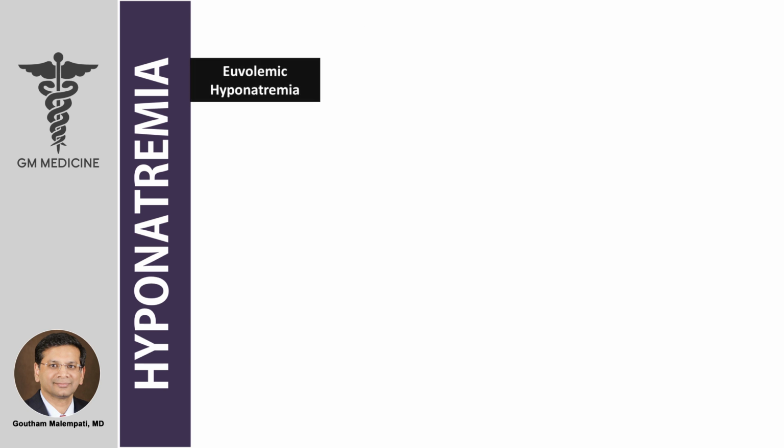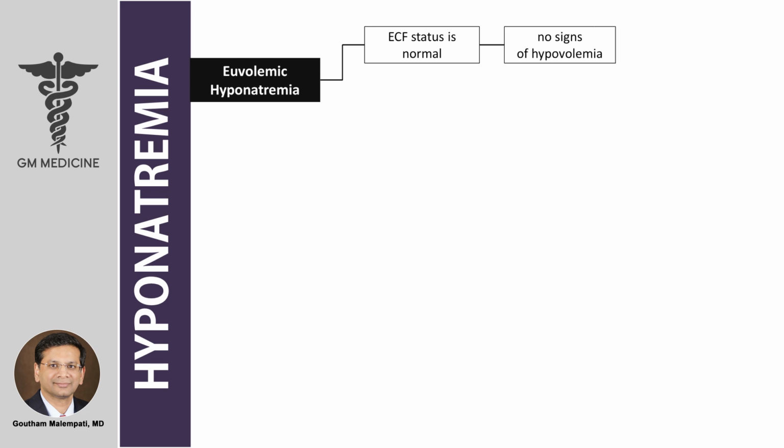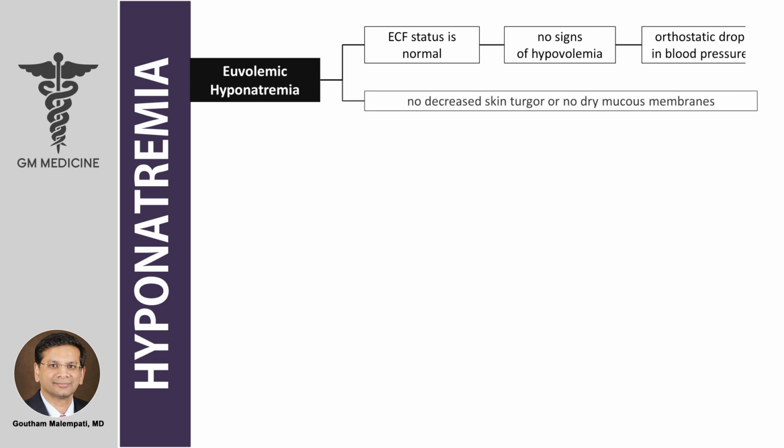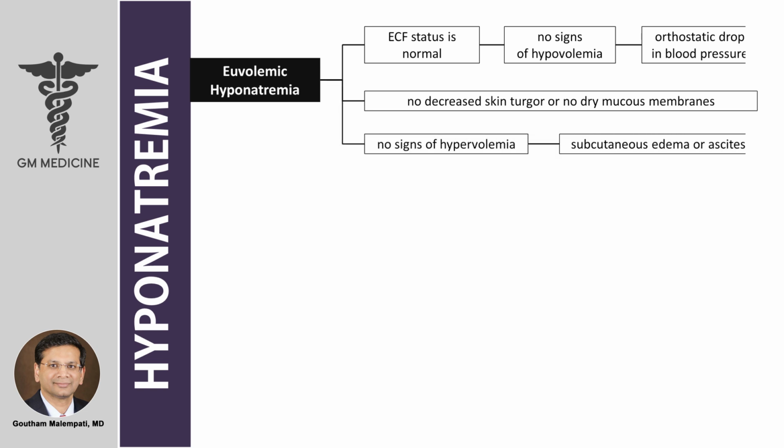In euvolemic hyponatremia, the extracellular fluid status is normal, which means there is an absence of signs of hypovolemia such as an orthostatic drop in blood pressure, decreased skin turgor, or dry mucous membranes. There are also no signs of hypervolemia such as subcutaneous edema or ascites. The most common cause of euvolemic hyponatremia is the syndrome of inappropriate antidiuretic hormone. Now, this remains predominantly a diagnosis of exclusion.